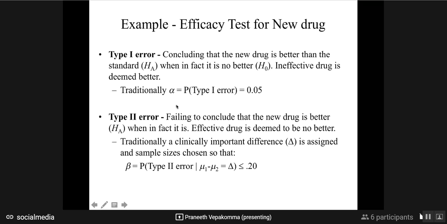Once you have that, now you choose the confidence that you need to choose. Do you want a confidence of 95%? Then you choose the probability of type 1 error as 0.05, because 1 minus alpha is 95%. Type 2 error, we will talk about it later.